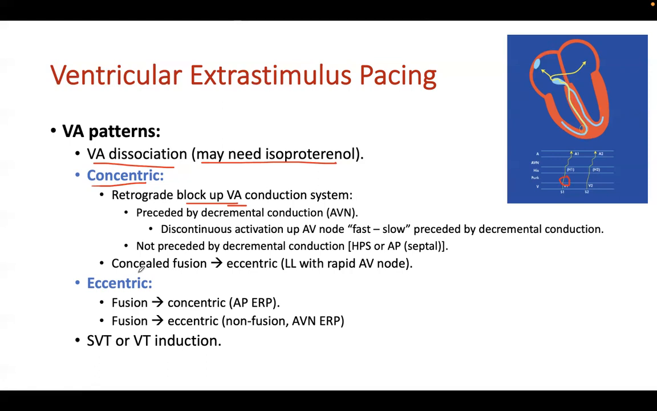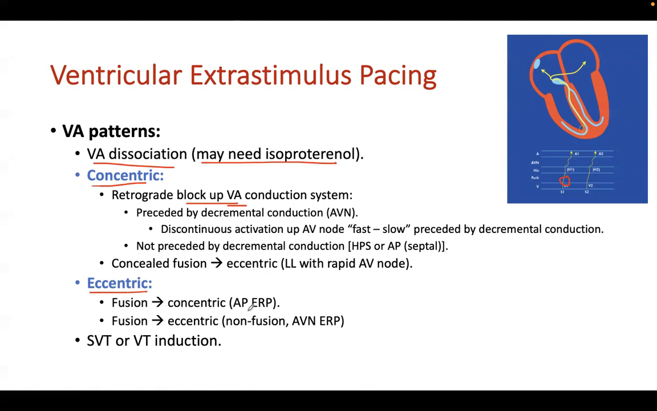then like we said before, if you are pacing from the RV and there is a left lateral accessory pathway, you might see concealed atrial activation or funny retrograde atrial activation. And then when you pace at shorter coupling intervals, you see the clear eccentric atrial activation from the AV node being decremental. However, if you see eccentric right up front, then like we said, there's something abnormal.